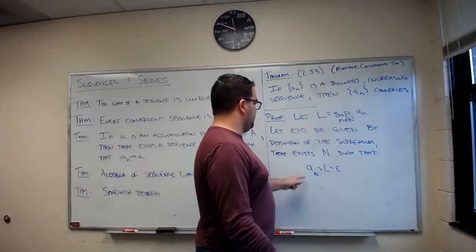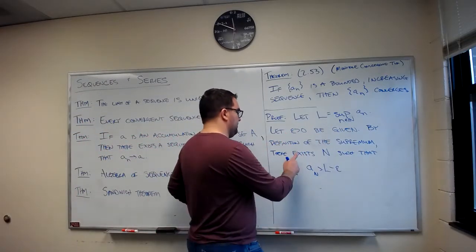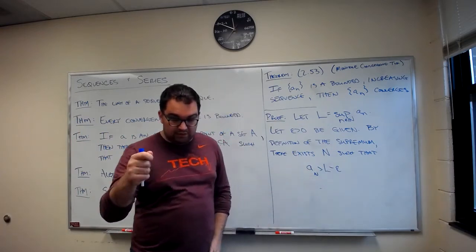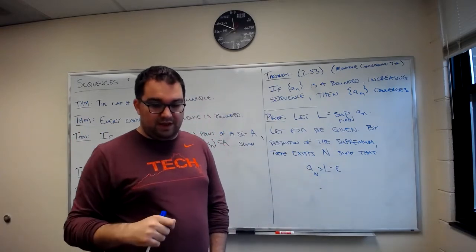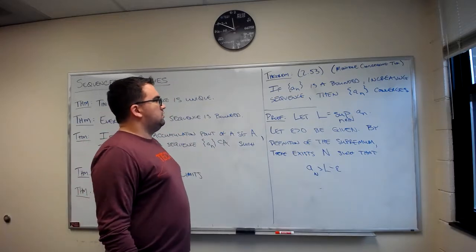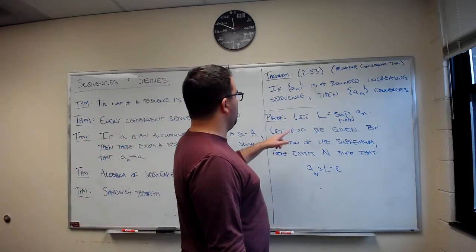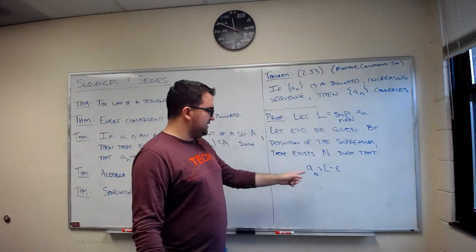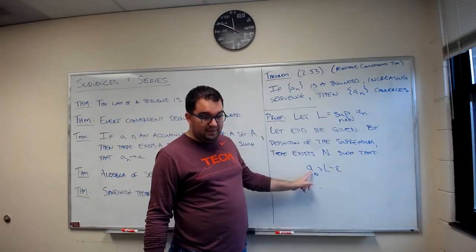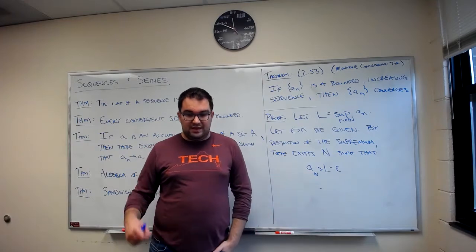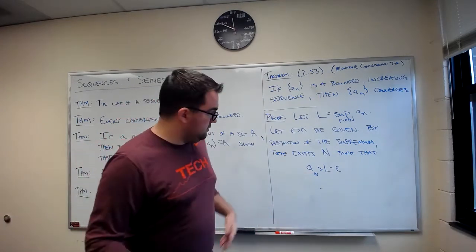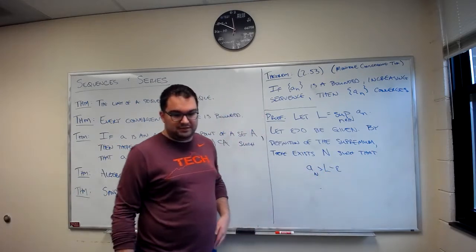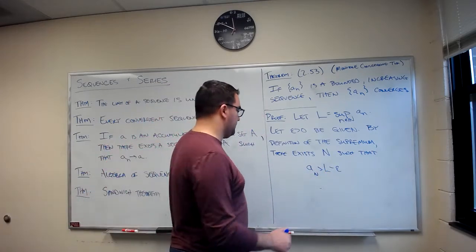So by the definition of the supremum, there exists some capital N such that a sub capital N, that one specific element of my sequence, is greater than L minus epsilon. But what do I know? I actually know that this sequence is increasing also. So since this sequence is increasing, if a sub capital N is bigger than L minus epsilon, then a sub capital N plus 1 would be bigger than a sub capital N, so it would also be bigger than L minus epsilon. And I can keep playing this game, right?